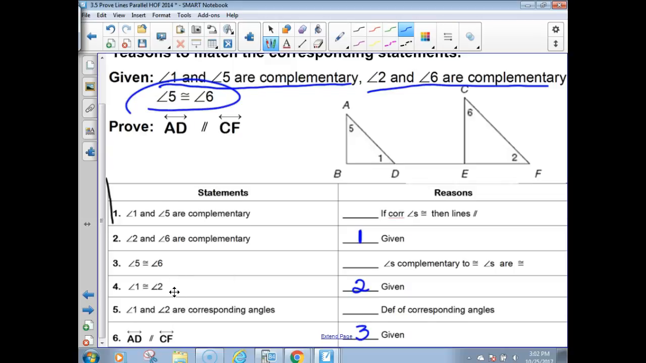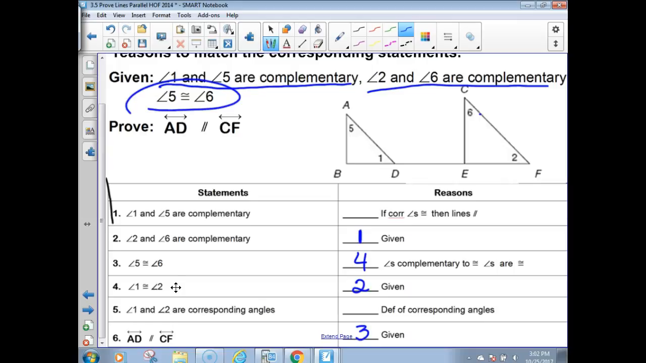And then it says angle 1 and 2 are congruent. Well, angle 1 and 5 are complementary. Angles 2 and 6 are complementary. And 5 and 6 are congruent, which make 1 and 2 congruent because of the congruent complements theorem. So angles complementary to congruent angles are congruent. That's what it says. So this is choice, what number? I'm on 4, right?